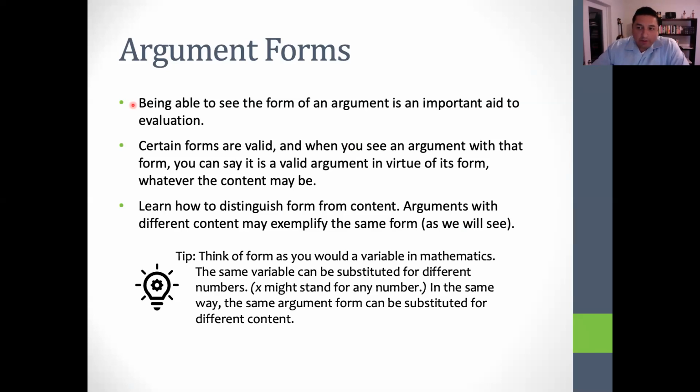We want to know if an argument is valid or invalid, and we're going to be able to make that determination on the basis of the form that an argument exemplifies. When you see a form of an argument, and you know that it's a valid form, then you can, by virtue of its exemplifying that form, say that it's a valid argument. If it's an invalid form, then you can say that it's an invalid argument by virtue of the form, right? Whatever the content may be, you don't even need to think about the content when you see the form.